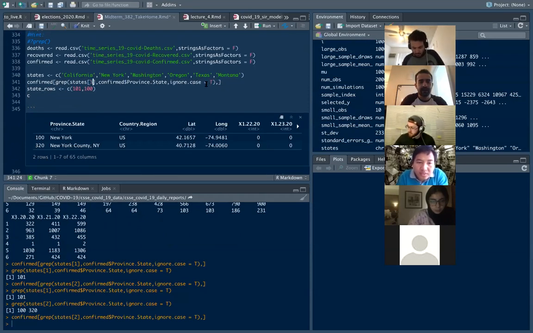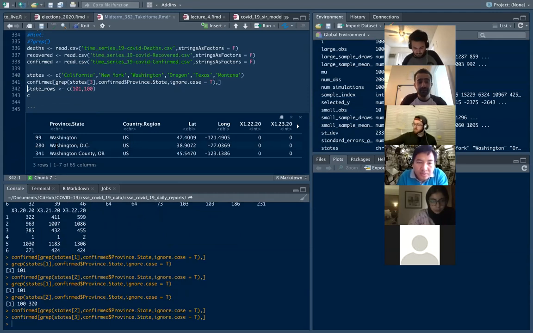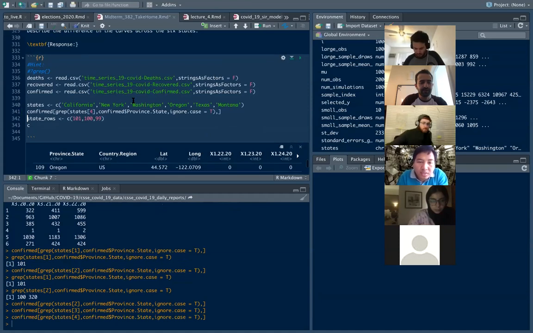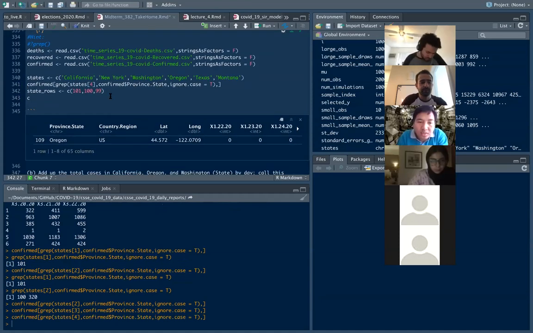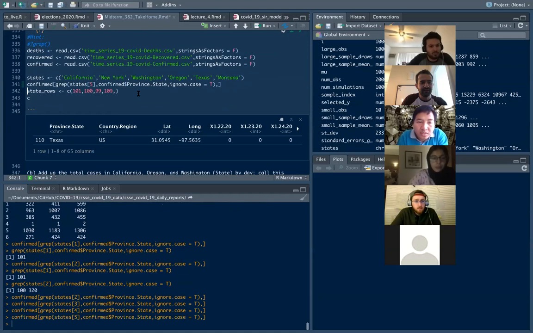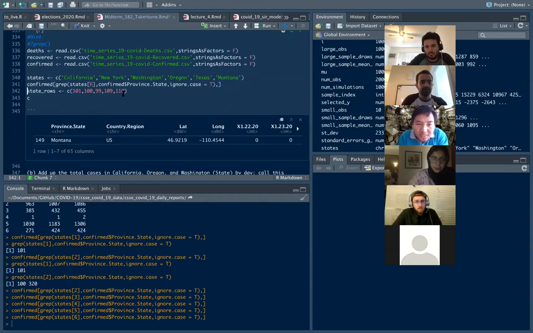Okay, let's look at Washington. Washington also has 3 results. There's Washington the state, there's Washington DC, and there's Washington County in Oregon. I only want Washington, so I'm going to go with element 99. Okay. How about the fourth state? The fourth state is Oregon. There's just one Oregon, so we're just going to use entry 109. And then we have Texas. There's only one Texas, row 110. And there's also Montana, which is row 149.